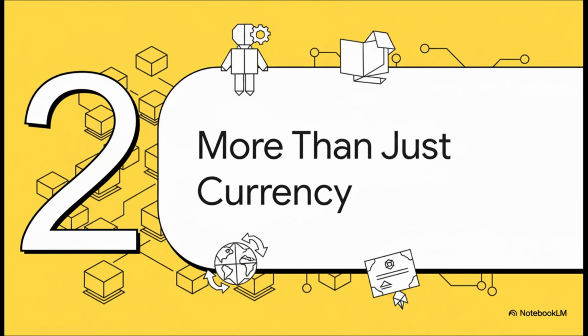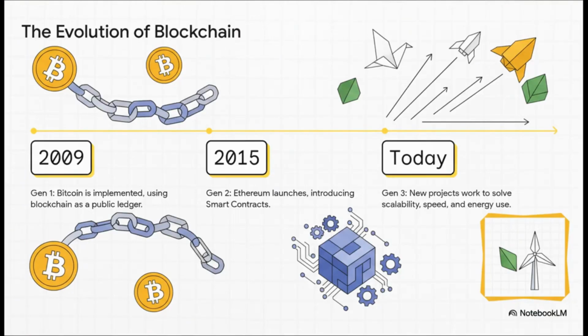Right, so this all started with Bitcoin, with digital money. But the potential here, it goes way, way beyond just currency. Let's take a look at how this whole thing has evolved. And the evolution has been, wow, it's been fast. You had Generation 1, back in 2009. That was Bitcoin. The blockchain was basically just a public ledger for a new kind of money. But then came Gen 2, and this was the real game changer. In 2015, Ethereum showed up and introduced something called smart contracts. And that turned the blockchain from a simple record book into a programmable global computer. Now we're in Gen 3, where projects are tackling the next big challenges, things like speed, scalability, and energy use, getting it ready for prime time.